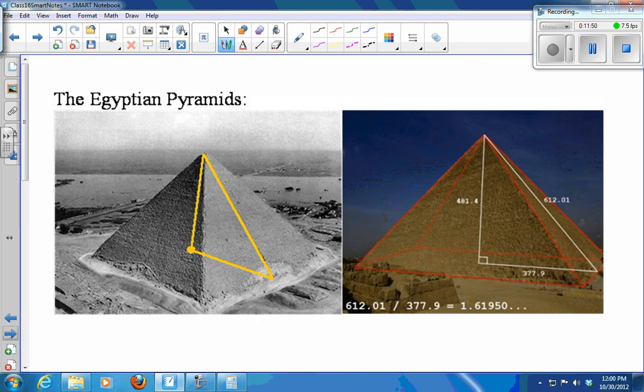The Egyptian pyramids show the golden ratio. If you take this thing, which is called the slant height, we'll call it S, and divide by this distance from the center out, we'll call it C, S divided by C is approximately the golden ratio in the ancient pyramids of Egypt. Don't know if that one was on purpose.